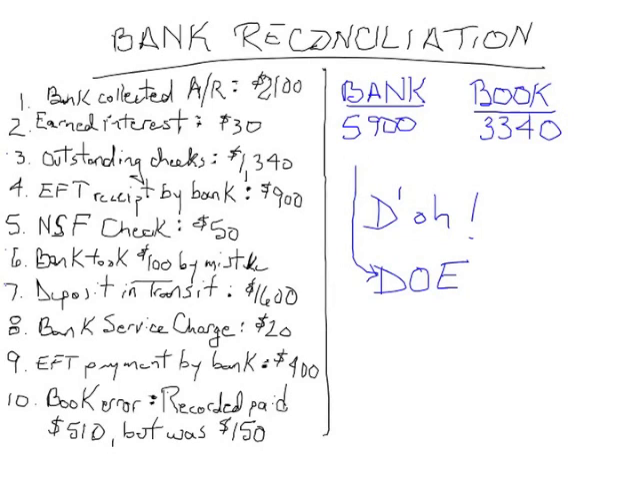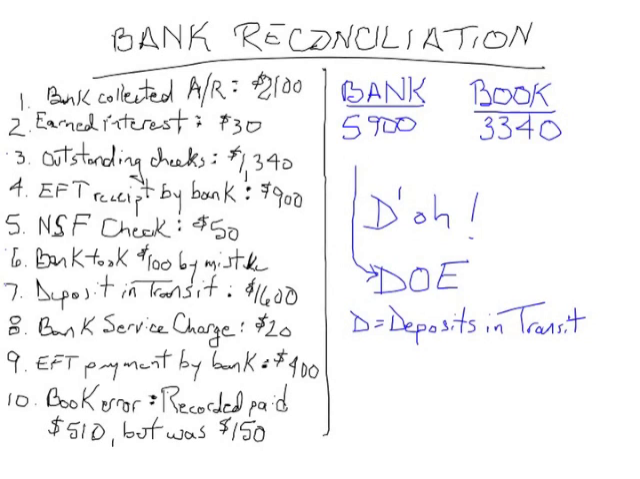So the first thing we want to do is say, what's an adjustment to the bank? And then everything else will be ours to correct. So D equals deposits in transit. What that means is somebody paid us with a check and we sent the check to the bank.